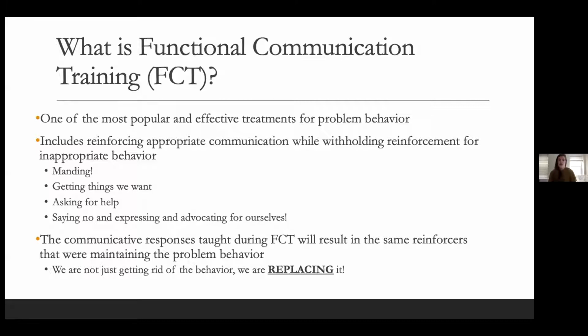So really the main point of FCT is that the response that we are going to teach is going to result in the same reinforcer that is maintaining the problem behavior. So if I am punching you in the face because I really want that cookie, what I'm going to do now is teach you to say the word cookie, because that's going to result in the same activity or item or whatever it is that you were previously engaging in the inappropriate behavior for. So we're not just getting rid of behavior, we're actually replacing it.